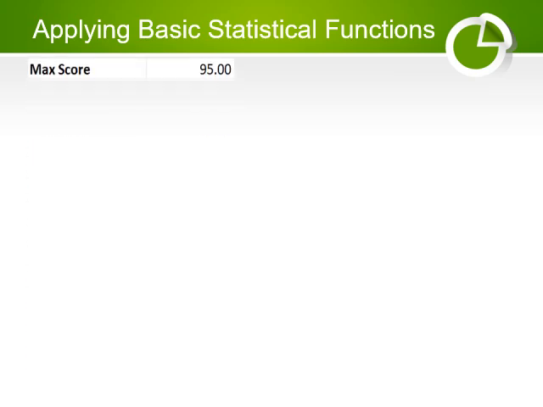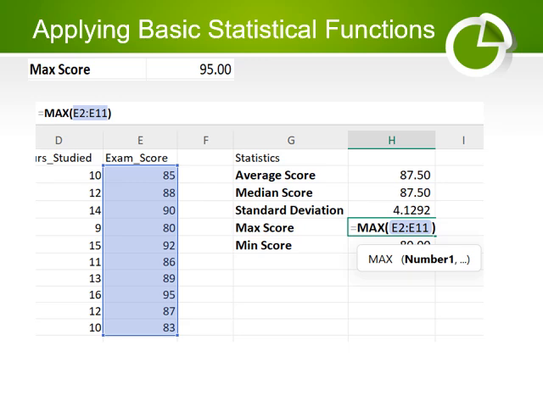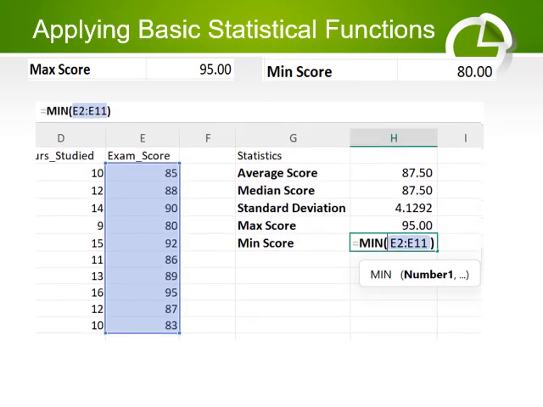Then we also compute the maximum and the minimum scores using the max and the min function to see the highest and the lowest performance. The max score is 95, so here is the formula. And then the min score is 80. Here is also the formula used in getting the min score. So this range shows a performance spread of 15 points among the students because we have 95 and we have 80.